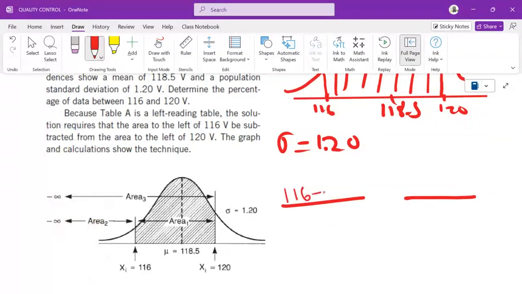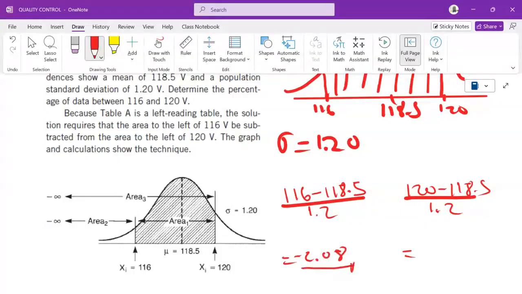116 minus 118.5 over 1.2. And 120 minus 118.5 over 1.2. Then the answer. So now 116 minus 118.5 over 1.2, the answer is negative 2.08. Very interesting.